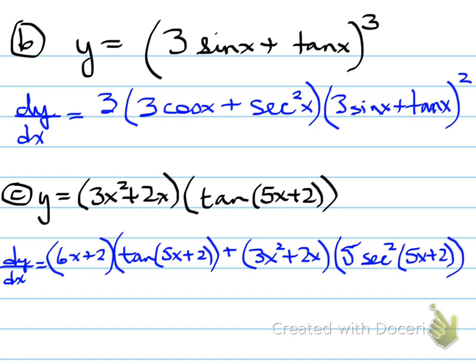From here, can we see anything that we can take out? Honestly, the answer is no. We see a tan here of 5x plus 2, but we have a secant squared 5x plus 2, so we can't pull those out. And there's nothing here that can be pulled out, so we leave everything alone.